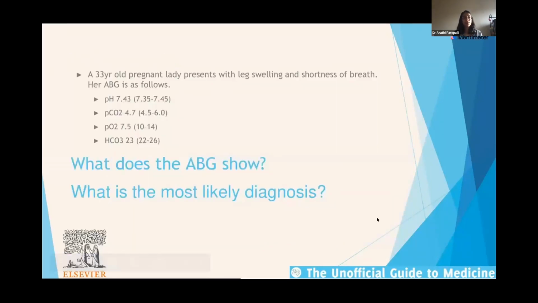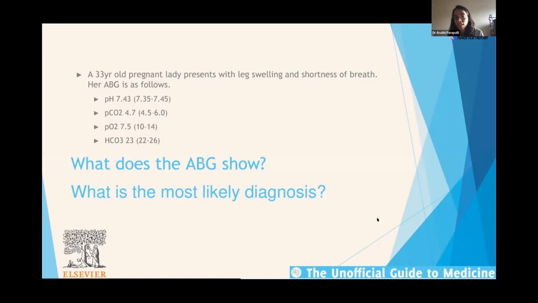So we'll move on to a couple of questions. So this is the ABG, and I'll flick onto the next page and we'll see what answers everyone's giving. And I think this is where Menti comes into play. So we've got a 33-year-old pregnant lady presenting with leg swelling and shortness of breath. Her ABG is as follows. So I just want you to have a moment to read through the ABG and think about what it shows. I think if I flick onto the next page, it should give you options for answers.